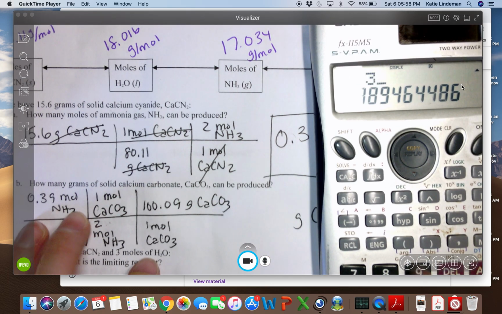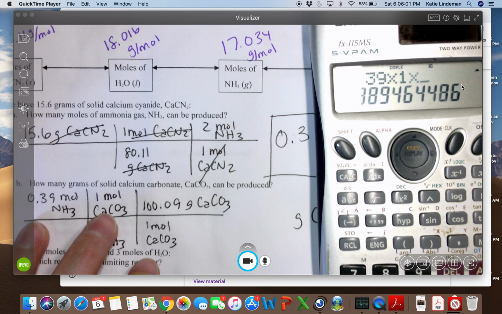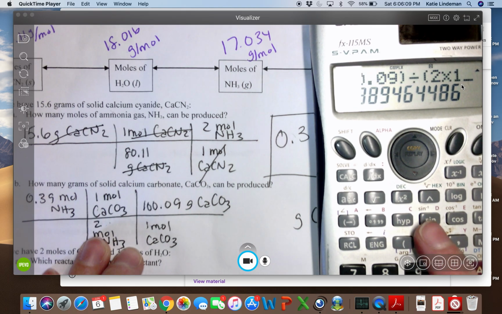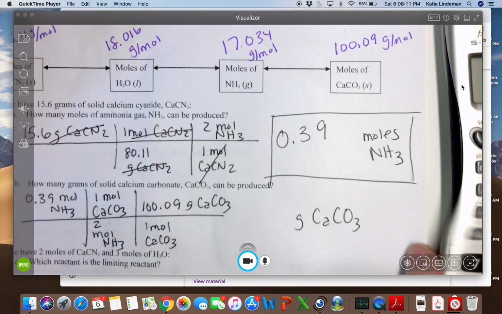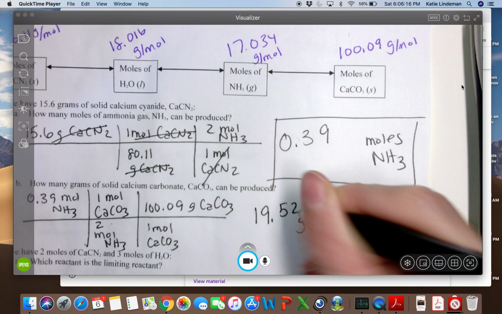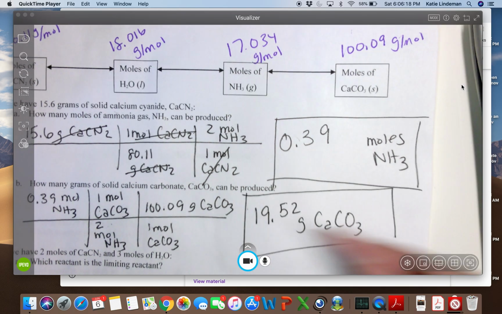So 0.39 times 1 times 100.09, close parentheses, divided by open parentheses, 2 times 1, close parentheses. I end up getting 19.52 grams of calcium carbonate.